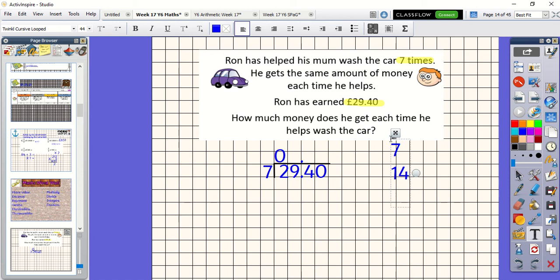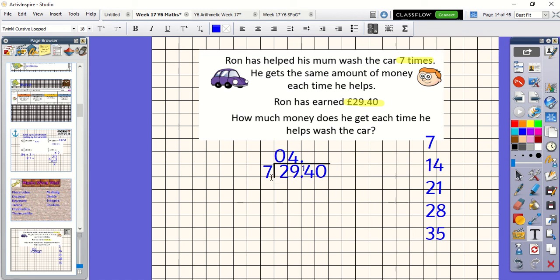7, 14, 21, 28, 35. So I can see that 7 goes into 29, 1, 2, 3, 4 times because 35 is too big. I'm going to put my 4. Now 7 times 4 is 28 and we've got 29, so I need to carry that 1. Just make that nice and small so we can see that a bit better over there.